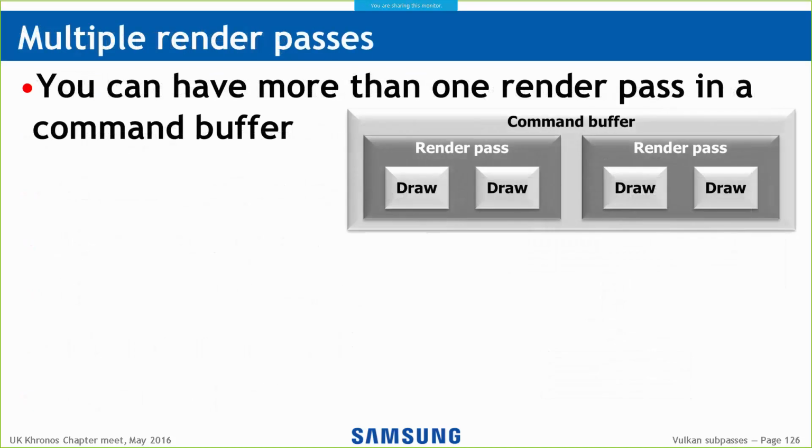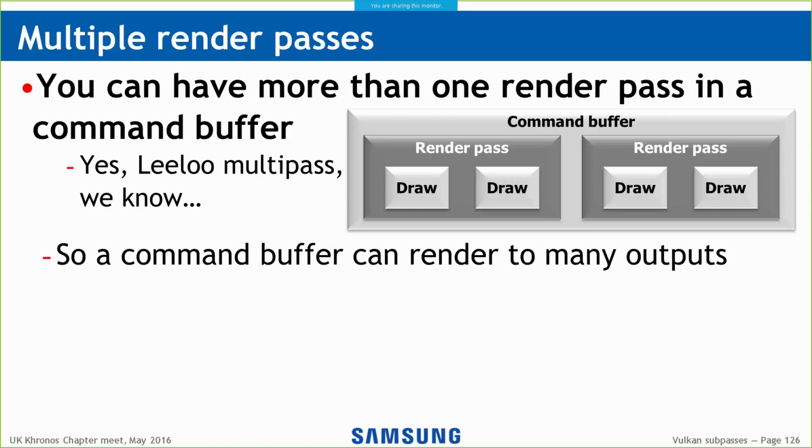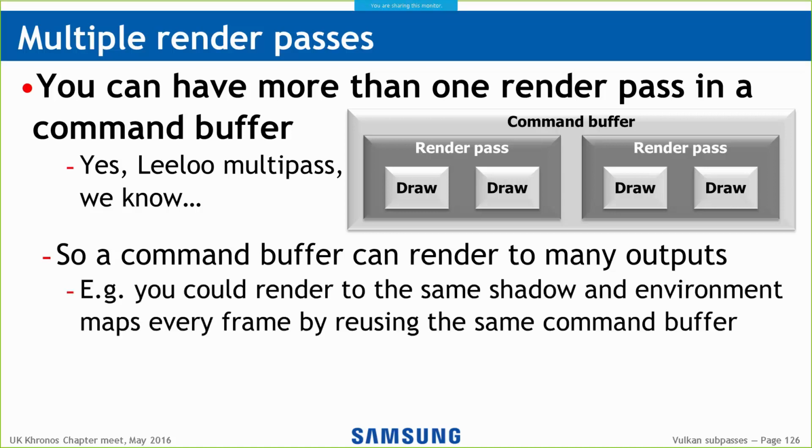If you wanted to have multiple render passes, which is a slightly rarer case, you can have more than one render pass inside a command buffer. You're not restricted to a one-to-one mapping. If you wanted to write to multiple targets from one command buffer, then you can do that by having multiple render passes inside the command buffer. One reason you might want to do that is to write to a shadow map, or an environment map for an object, and have a command buffer set up to do that, and call the same command buffer every frame.